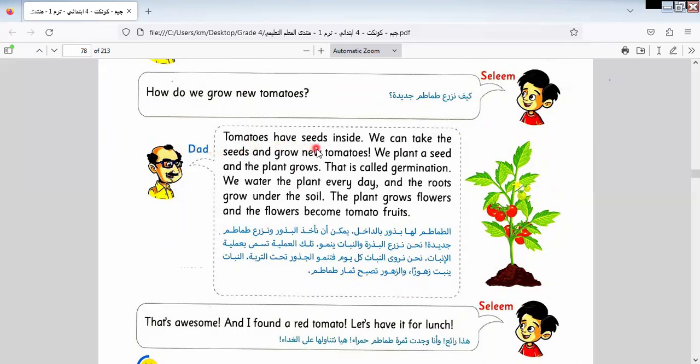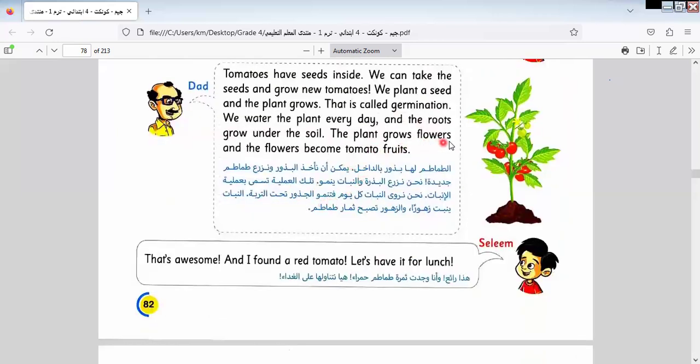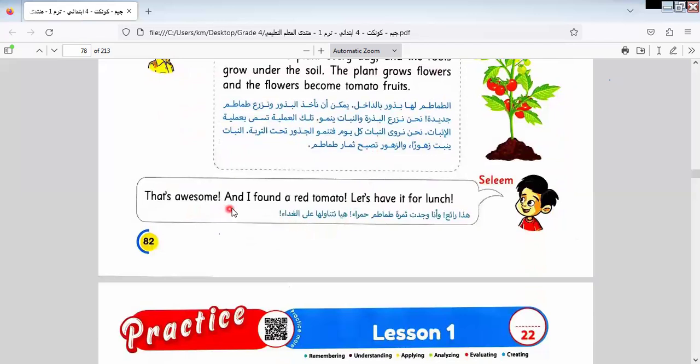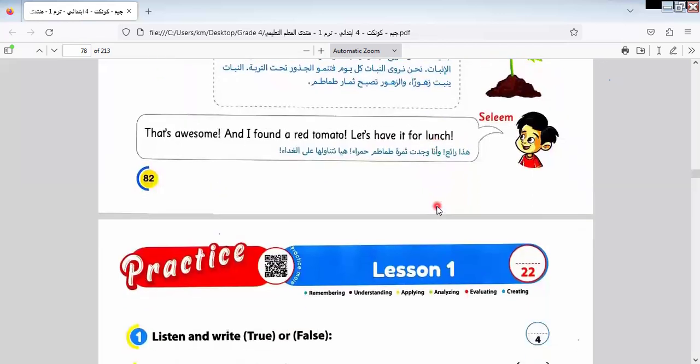Tomatoes have seeds inside. Okay, this is something that we know. We can take the seeds and grow new tomatoes. We plant the seed and the plant grows. That is called germination. We water the plant every day and the roots grow under the soil. The plant grows flowers and the flowers become tomato fruits. That is awesome. And I found a red tomato. Let's have it for lunch.